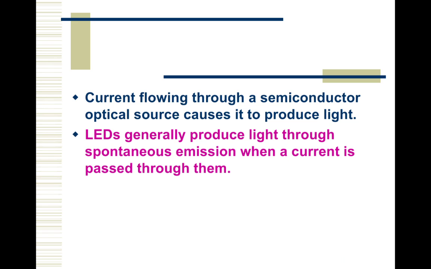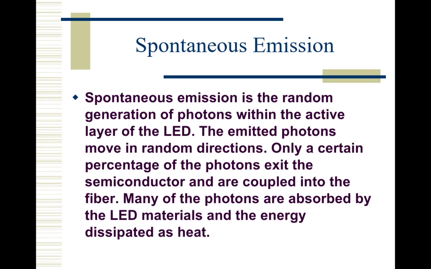Current flowing through the semiconductor optical sources causes it to produce light. So that is the conversion of electric energy into light energy. LEDs generally produce light through spontaneous emission when current is passed through them. So what is spontaneous emission? That we will study. Spontaneous emission is the random generation of photons within the active layer of an LED. How spontaneous emission works, we will study in detail in the next lecture, but in this lecture we will study how light is generated in the LED.